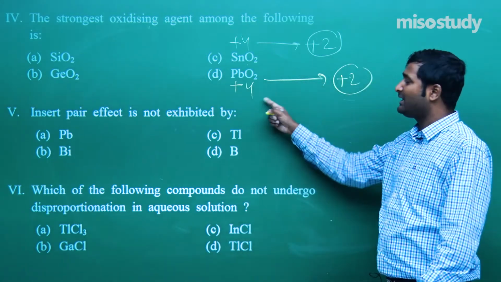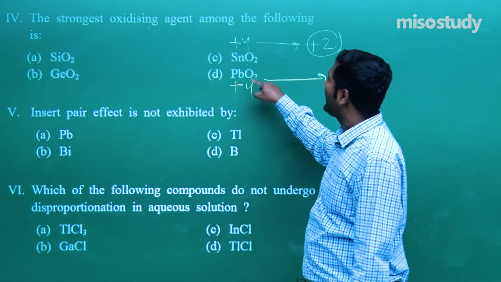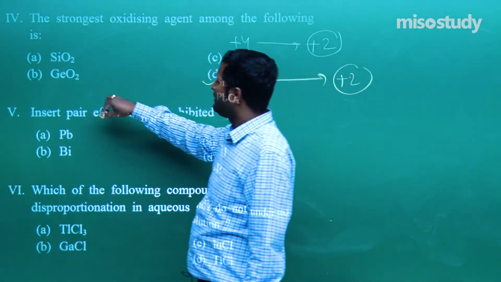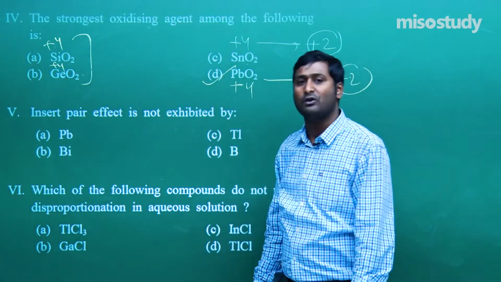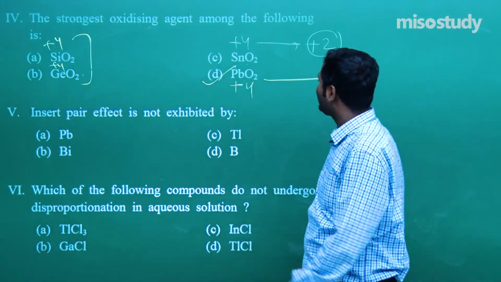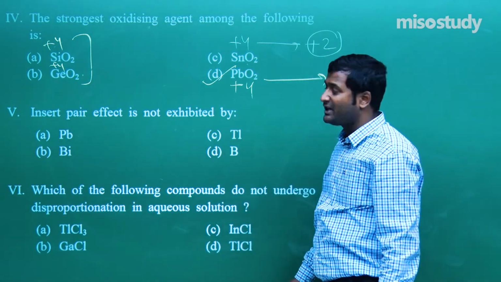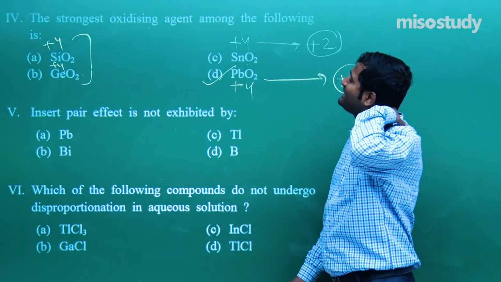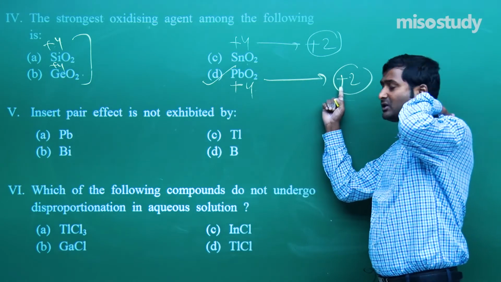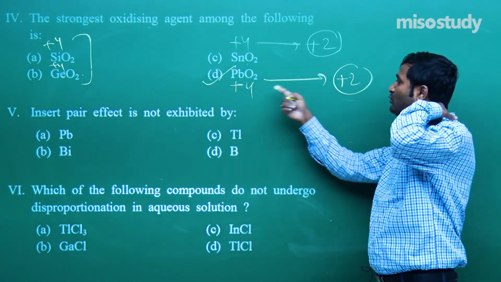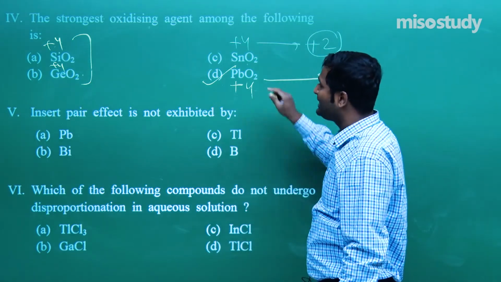Here there is a decrement in oxidation state, and then we can say that it will act as an oxidizing agent. Look at the others: in all the three cases, the +4 oxidation state is more stable. So there is no need to decrease its oxidation state. If there is no decrement in oxidation state, then they will not act as an oxidizing agent. In this case, +4 has a tendency to move toward the more stable oxidation state, that is +2, which is less than +4. So it will act as an oxidizing agent. So for question number 4, D is the correct option.